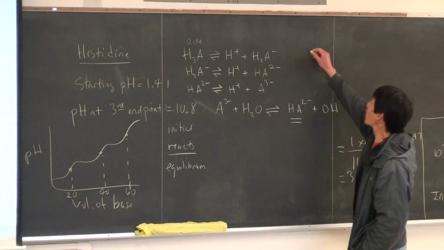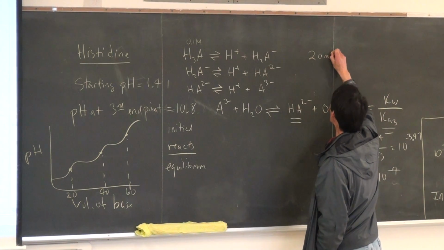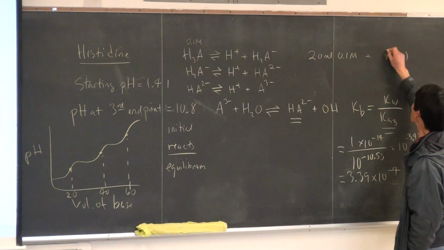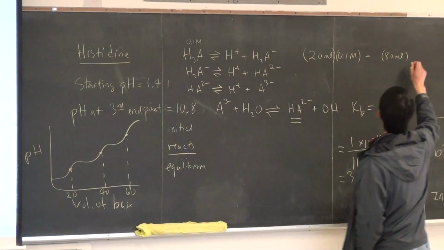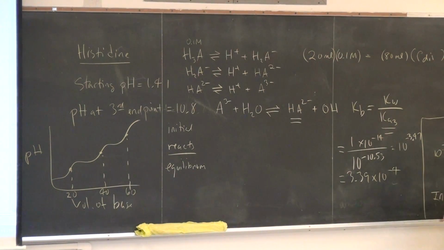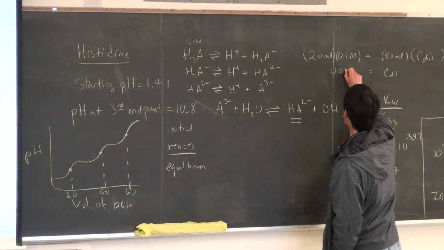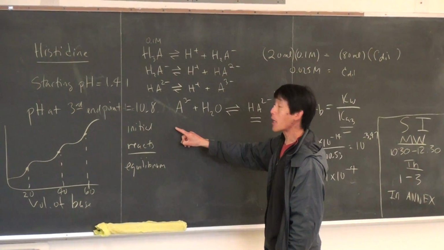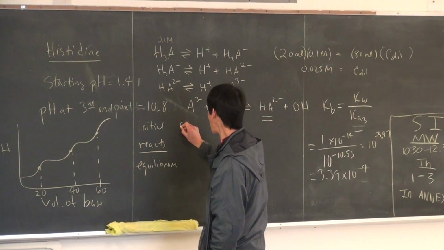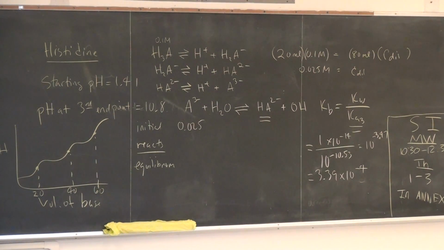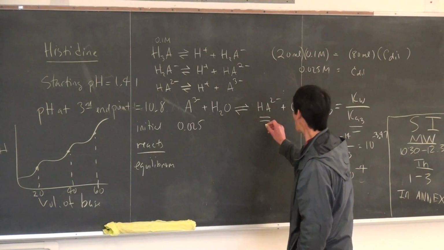So we have 20 milliliters of 0.1 molar, and now we have 80 milliliters of our new concentration, and we solve for C dilute. That is equal to 0.025. So the initial concentration of A3 minus is equal to 0.025. And what's the next step? Okay, so we'll plug in our variables. Here is going to be 0 and 0.